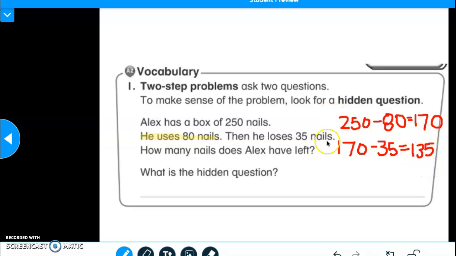Notice we had to do two steps. Another way you could have solved the problem is you could have added 80 and 35 together and subtracted that from 250.